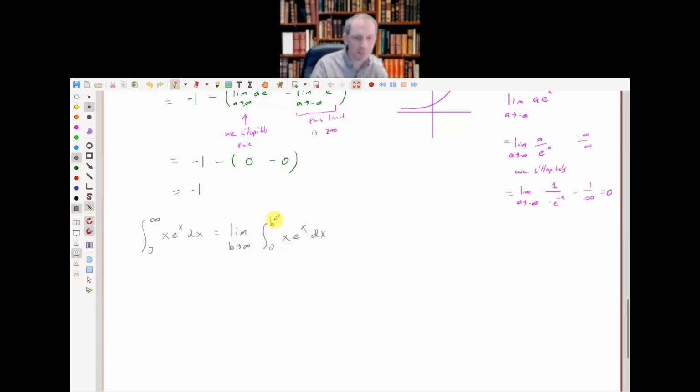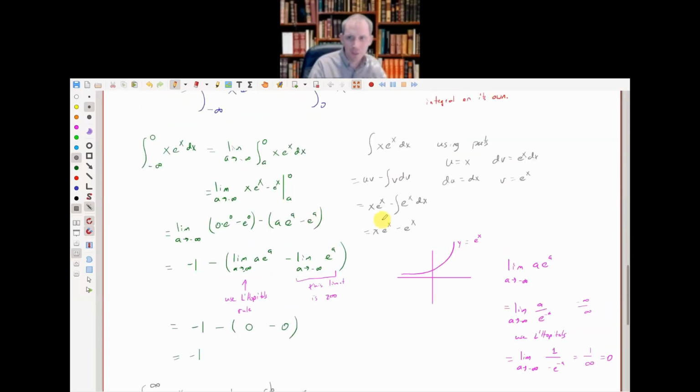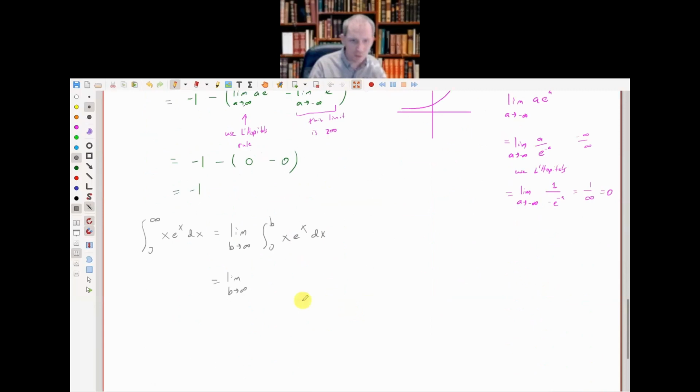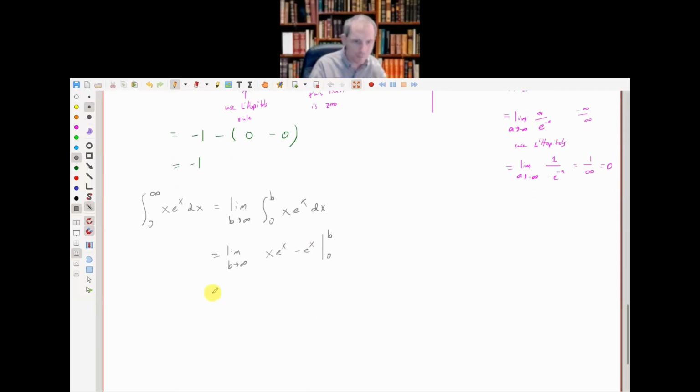Now, because this is the same inside function, I can reuse some of my work. For example, integrating x e to the x dx, I've already done that. So I'm going to get x e to the x minus e to the x going from 0 to b. I can save myself a little bit of work there. So we're going to get b e to the b minus e to the b, and then minus 0 e to the 0 minus e to the 0.